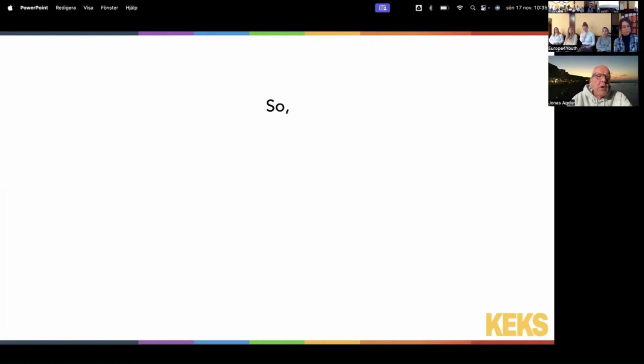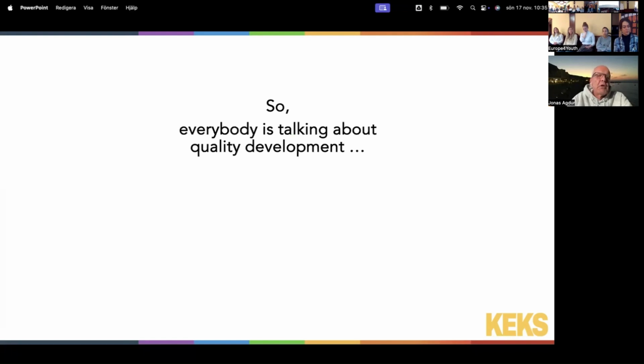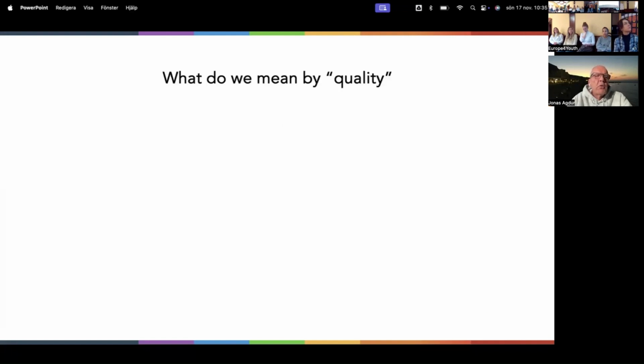So now I've been talking a lot about quality, and everybody's talking about quality development and indicators, but what do we mean when we say quality? And this is very important because this is a word that is used frequently, and there is sometimes quite a lot of confusion about what we mean when we say quality.